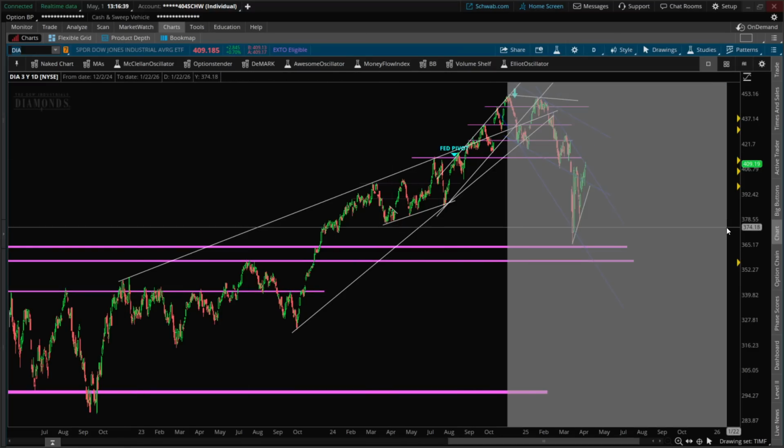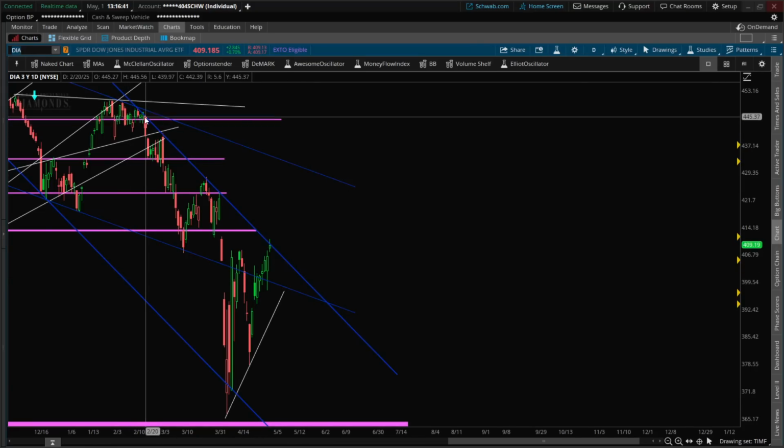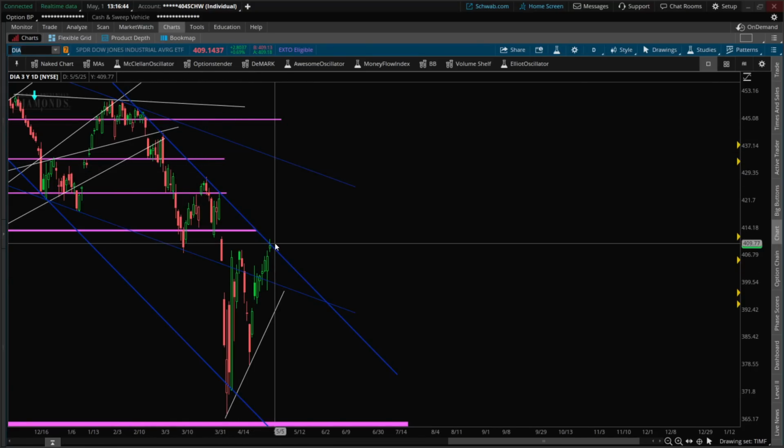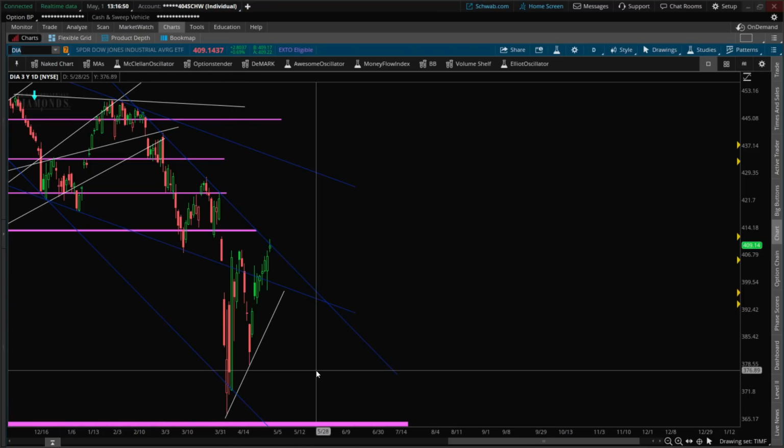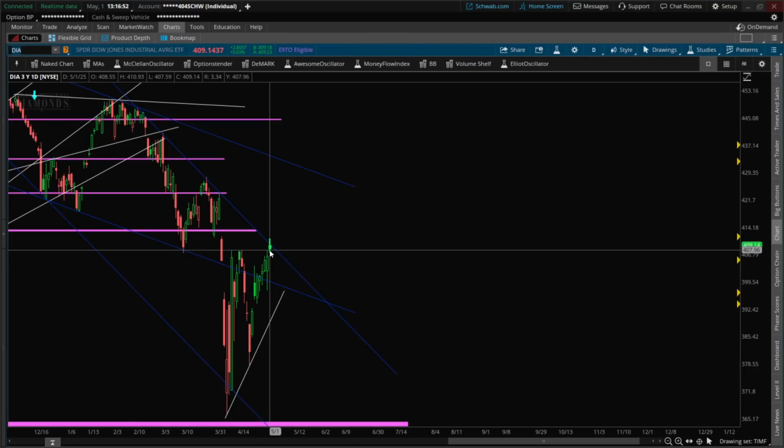All right, and this channel is pretty much the same thing, drawn a little bit better with these highs. And we're rejecting off of it so far, and you can redraw this as a large wedge as well now. And maybe new lows. It does look similar, so we'll look out for that.